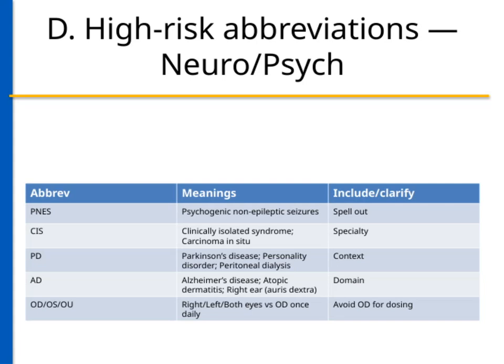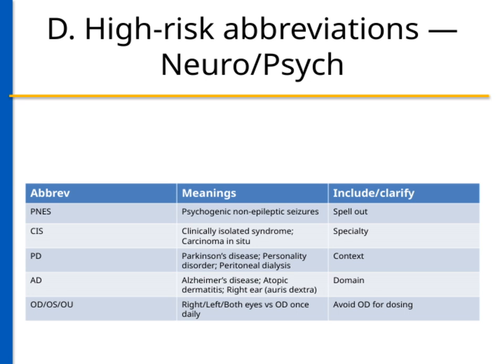Let's take a closer look at some high-risk abbreviations in neurology and psychiatry. First up, we have PNES, which stands for psychogenic non-epileptic seizures. It's important to spell this out clearly because it can sometimes be mistaken for epileptic seizures, but the underlying cause is psychological rather than neurological.